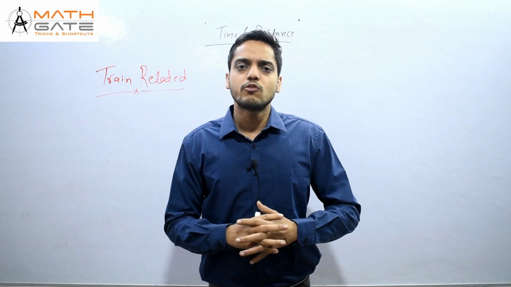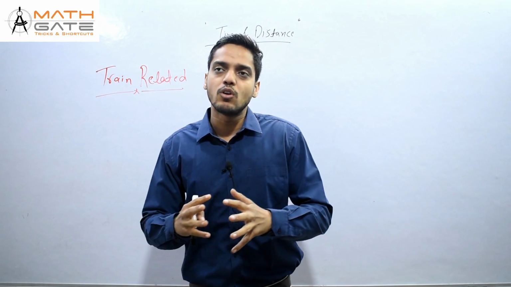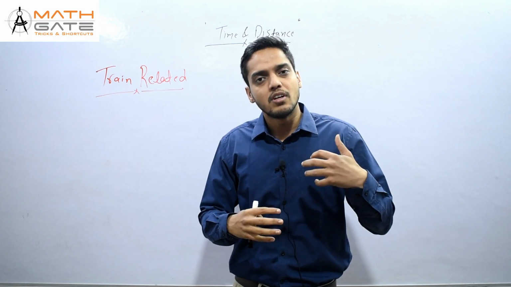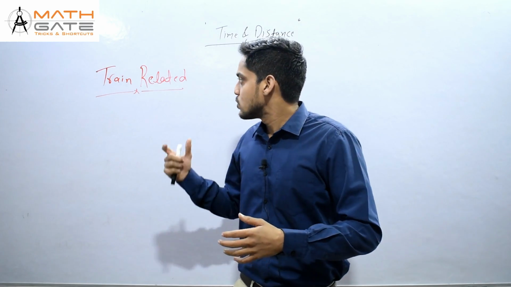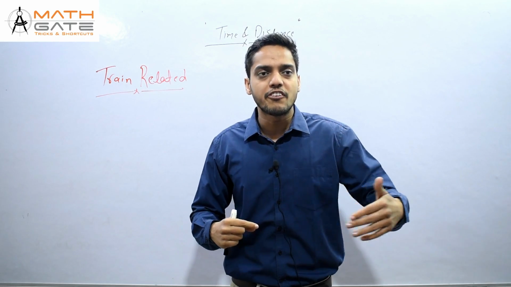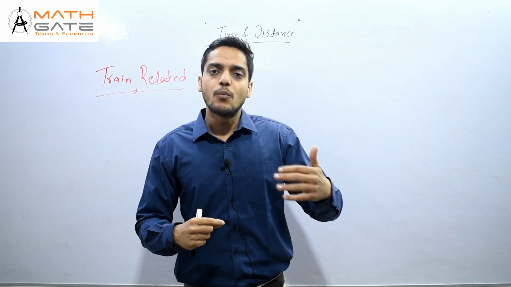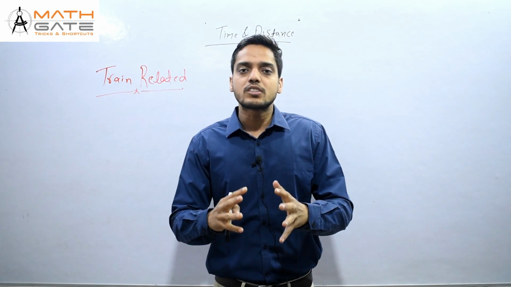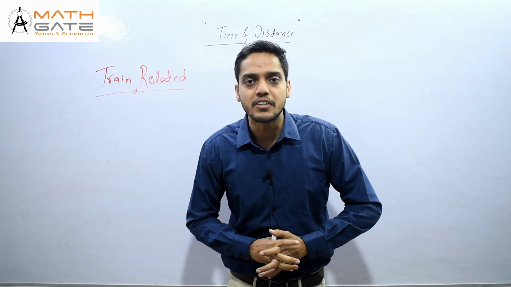We all know what the train related questions are. We have all seen these kinds of questions on Facebook or in our aptitude tests. A train related question is: a 100-meter train running at a speed of 50 km per hour, in how many seconds will it pass a pole, or whatever the language may be. So we are going to discuss each and every case of train related questions.